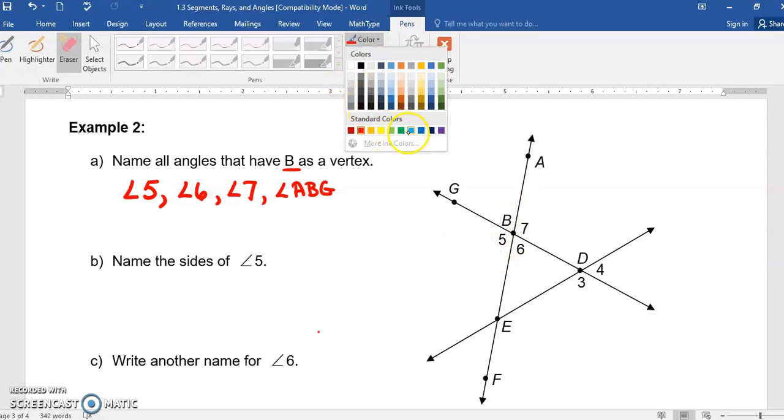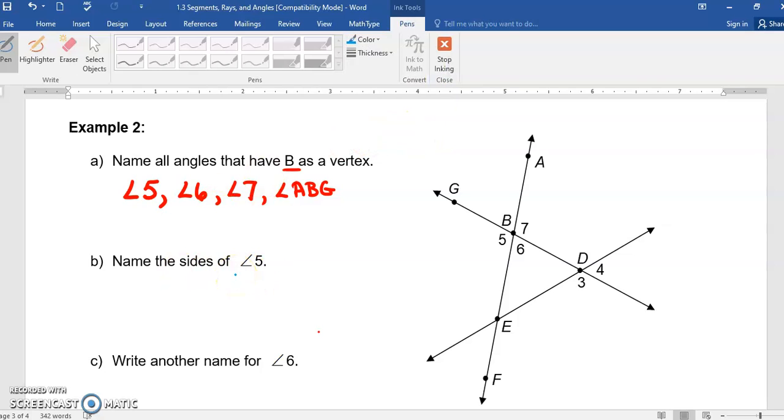Next question asks us to name the sides of angle 5. Well, angle 5, because that is here. I highlighted it blue at the moment. So the sides are the rays, BG, and now notice it starts at B, it goes through E and F. You can call it BE or you can call it BF, you don't need both. It continues on forever further, so either way to name that is fine.